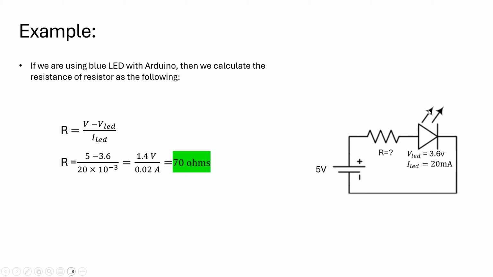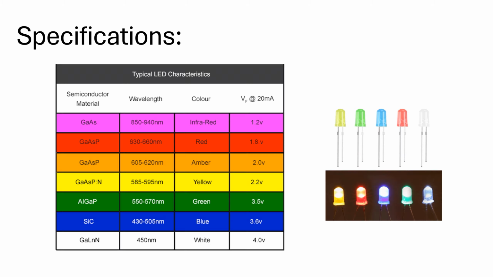As I said, from the specifications, here we have the blue LED. If we go back to the table, here is the blue LED. The maximum voltage is 3.6, this is the amount of voltage which we can apply on the pins of the LED, and the maximum current is 20 milliampere.